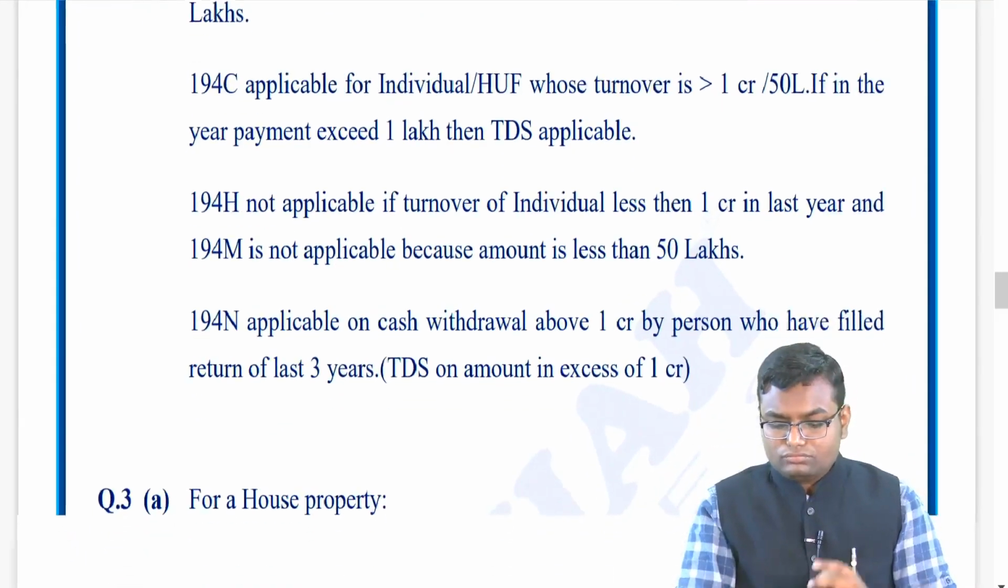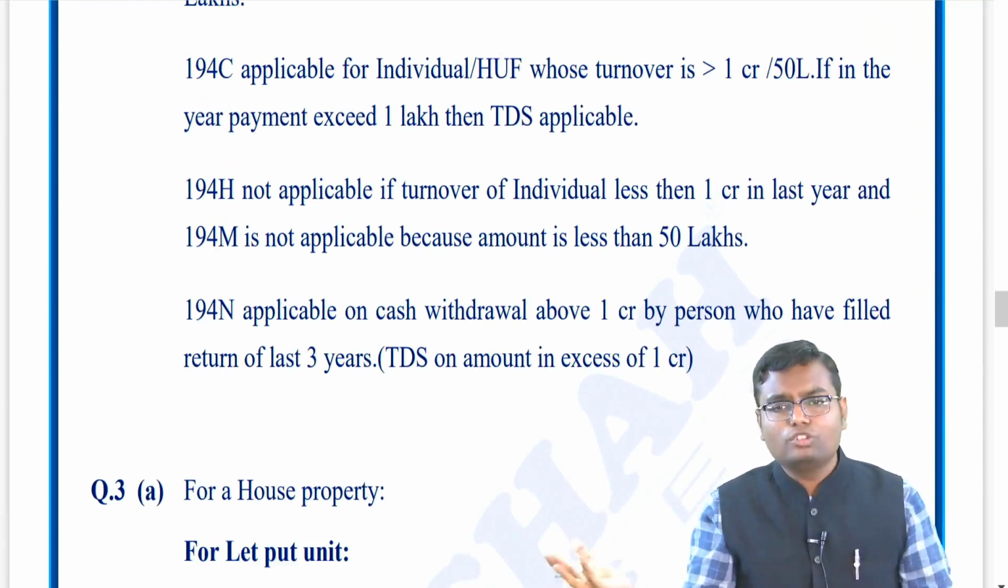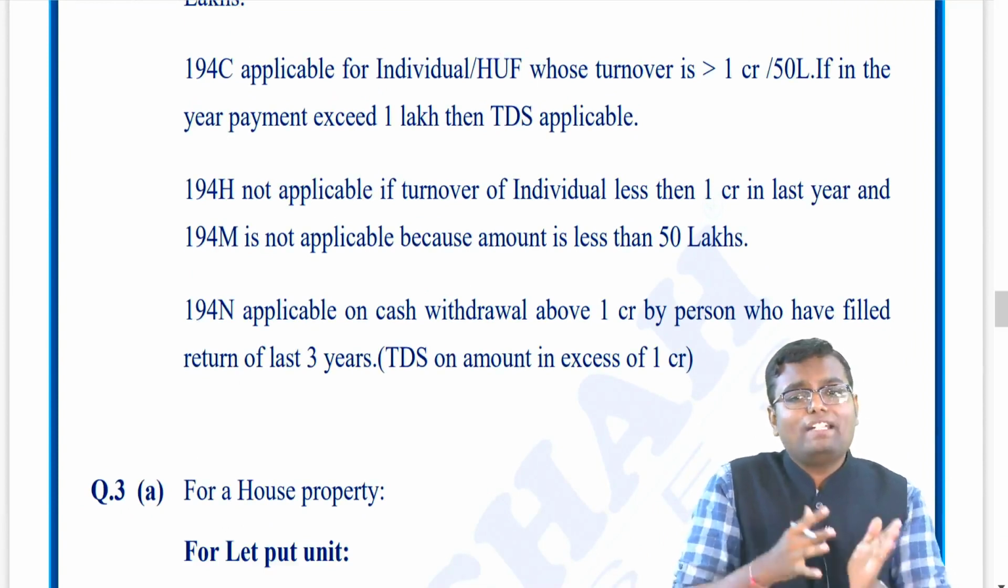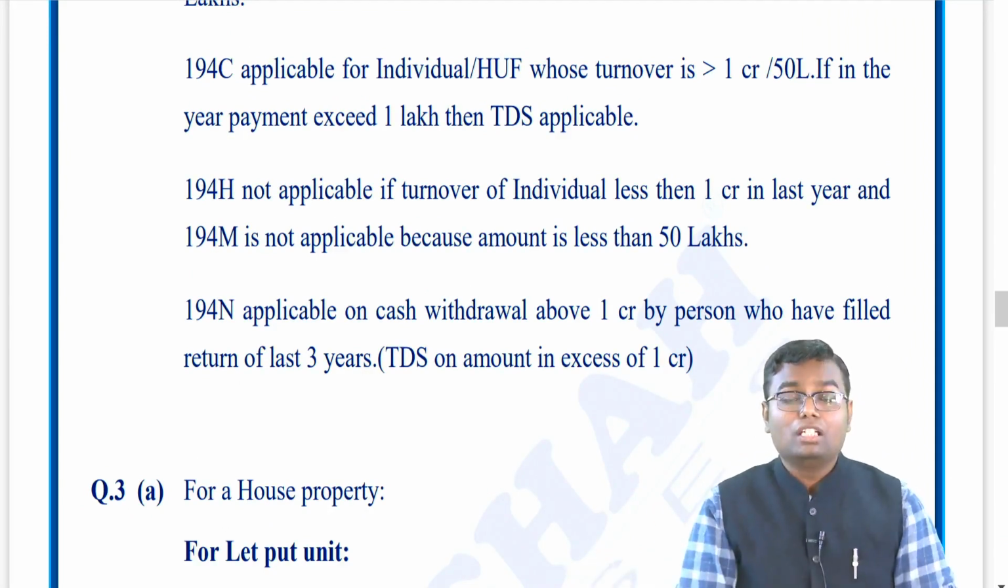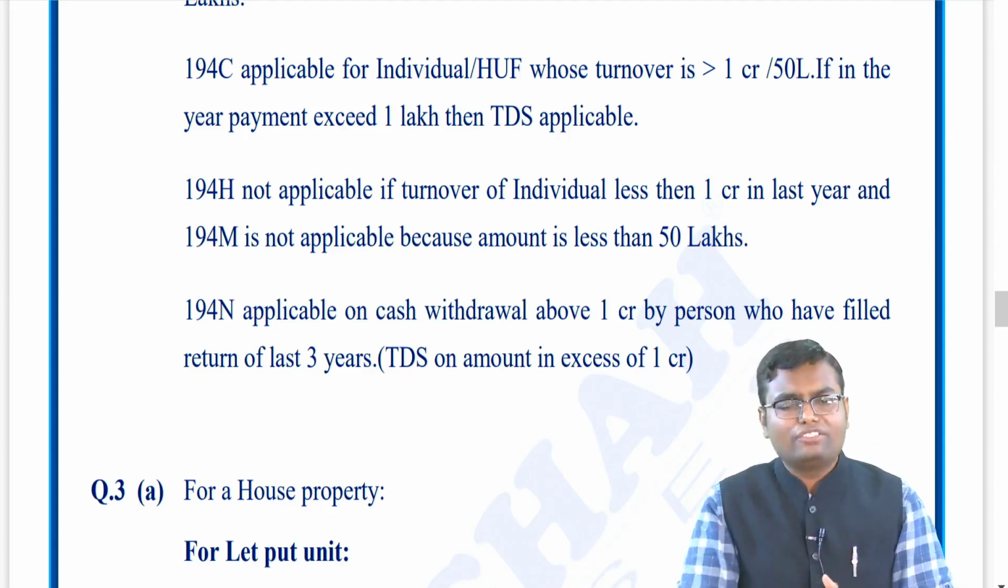However, if the turnover is less than 1 crore or 50 lakh in the last year, 194H does not get attracted on commission payment, but those persons automatically get covered under 194M. But in 194M, the threshold is 50 lakh. So if commission is made below 50 lakh, then again 194M is not applicable.